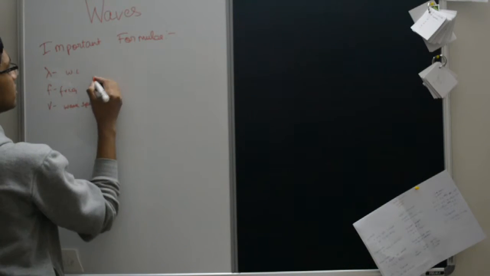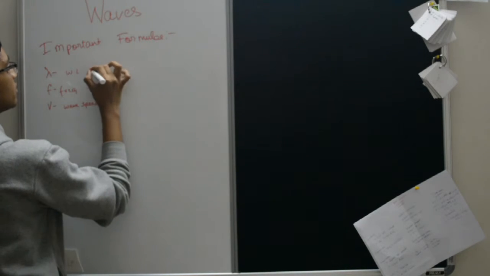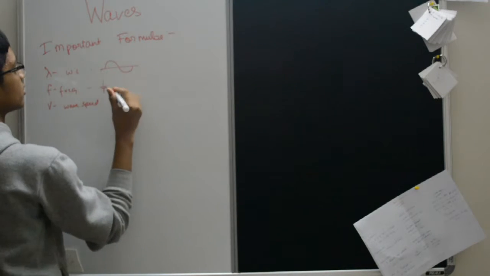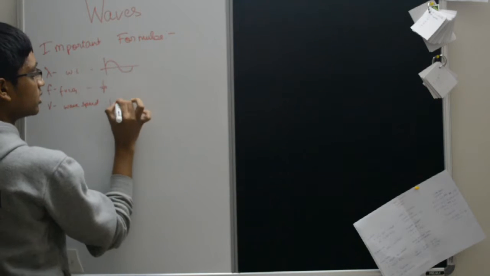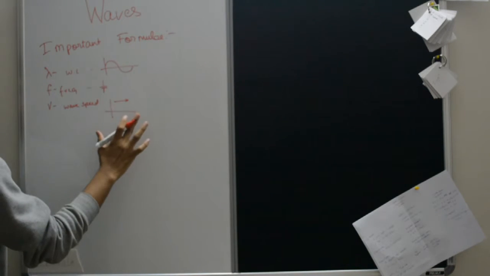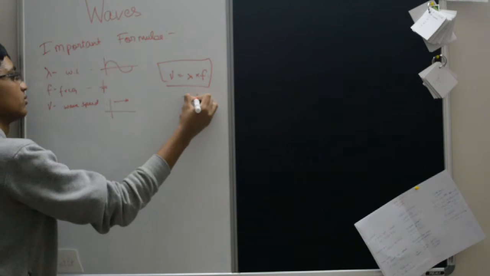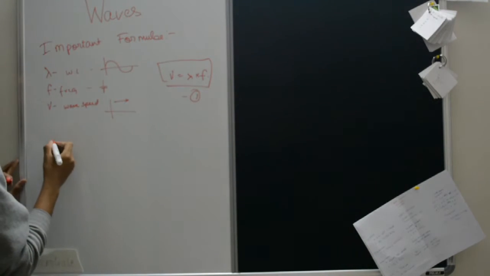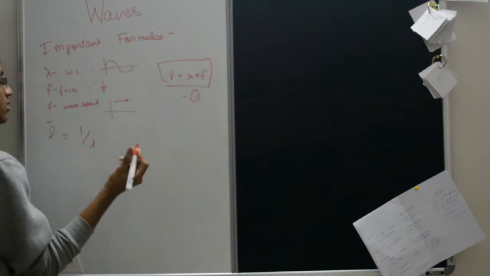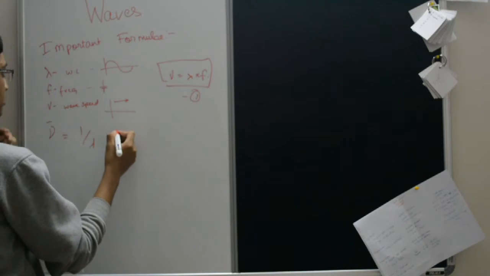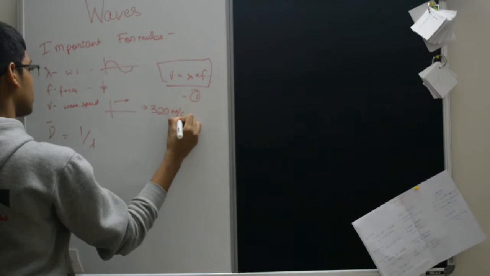Now frequency is 1 by time period. Wavelength is the entire thing. And the wave speed, however, you should note, this thing is called wave speed. And this is formula number 1. And the second formula we are going to have is this is equal to 1 by T.